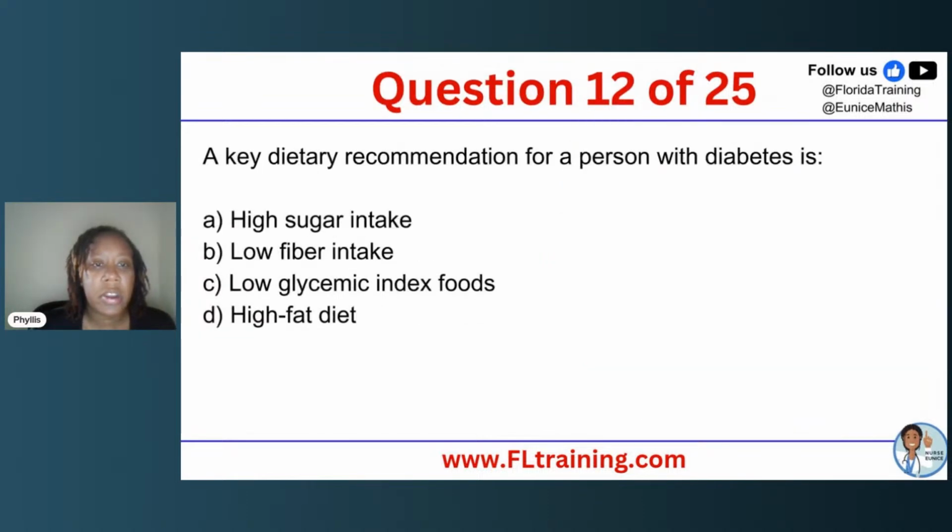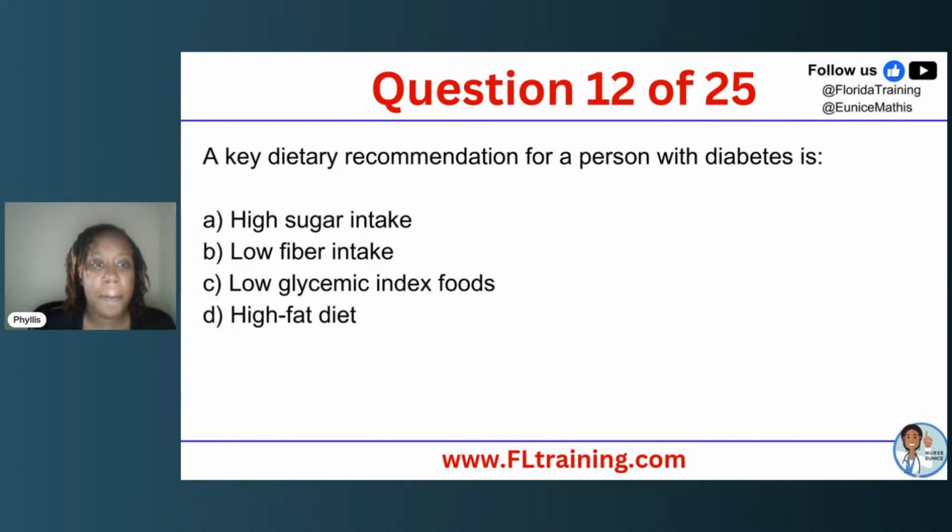A key dietary recommendation for a person with diabetes is A, high sugar intake, B, low fiber intake, C, low glycemic index food, D, high-fat diet?